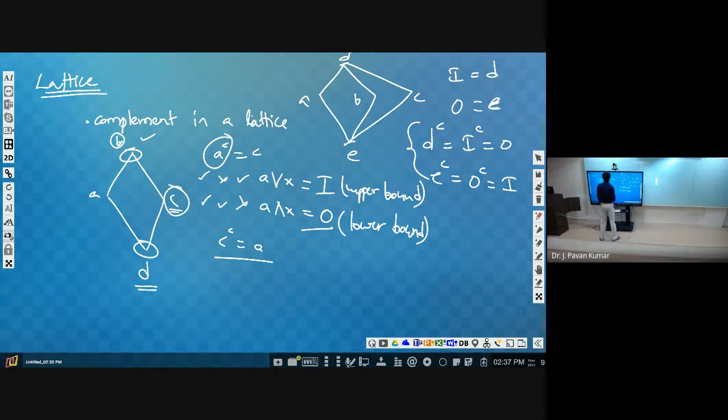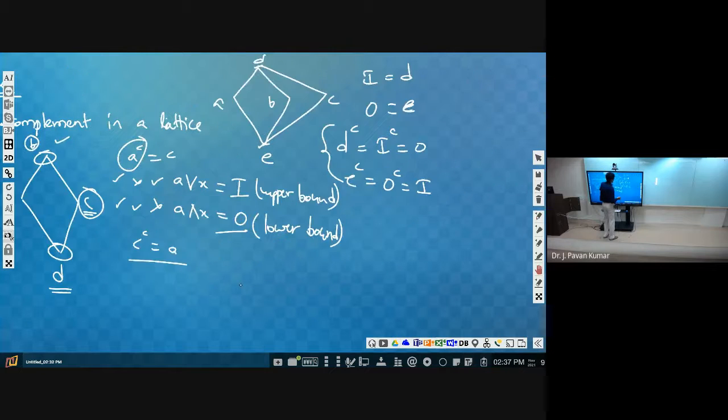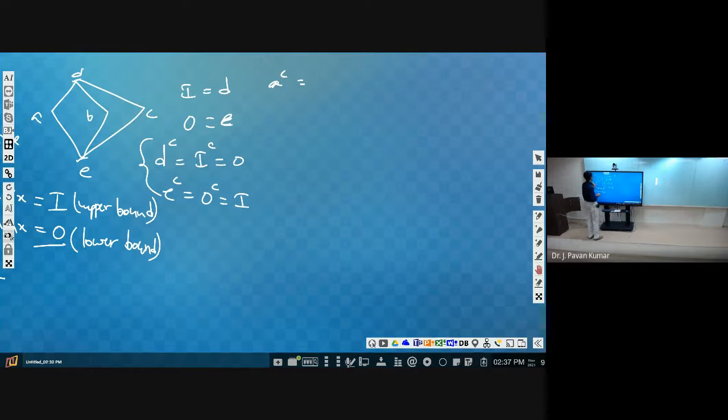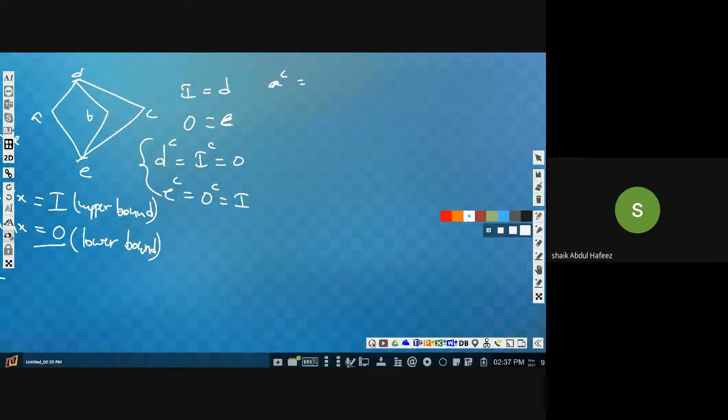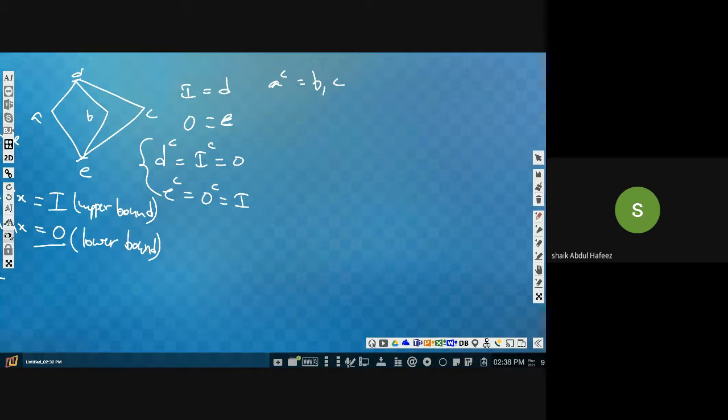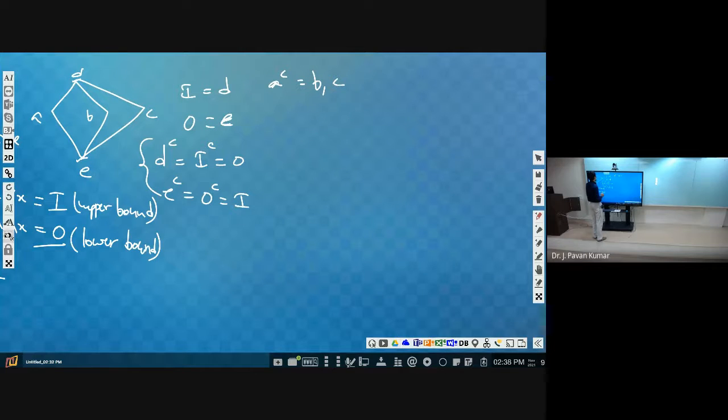Next, consider A complement. How can we find the A complement? B comma C. Why? Because A meet B will be E, and A join B will be D.